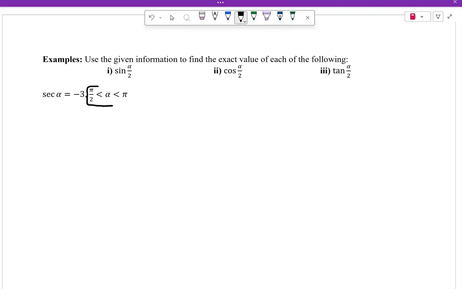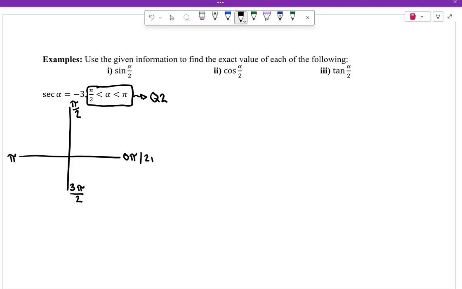So looking at this information right here, this is telling us that we are in quadrant 2. Because we know that this is 0, pi over 2, pi, 3 pi over 2, and 2 pi. So we know that this is where we are at. Okay, now secant might be confusing, so you can flip it to cosine of alpha, which means this would just be negative 1 over 3. So that means this is going to be negative 1 here, and this is going to be a 3 here.